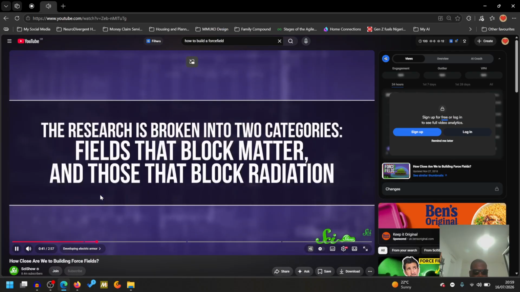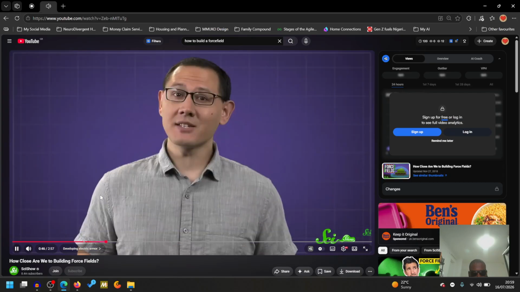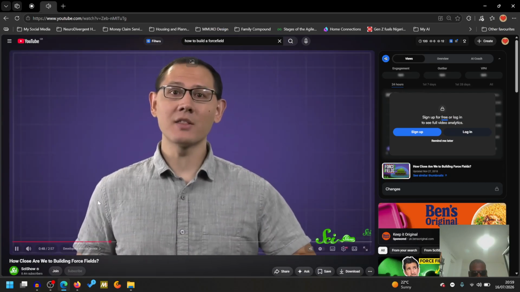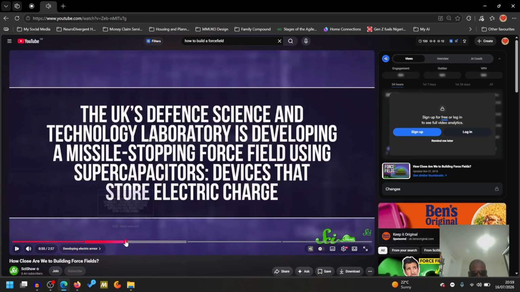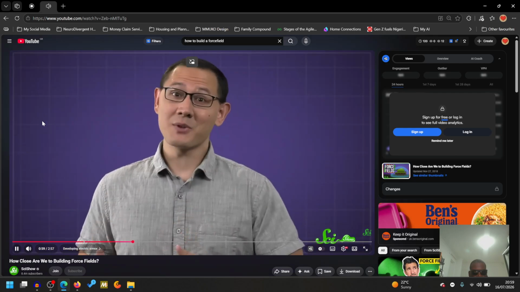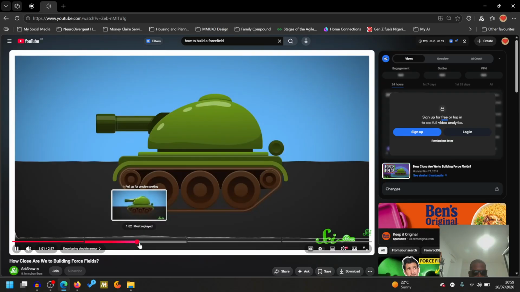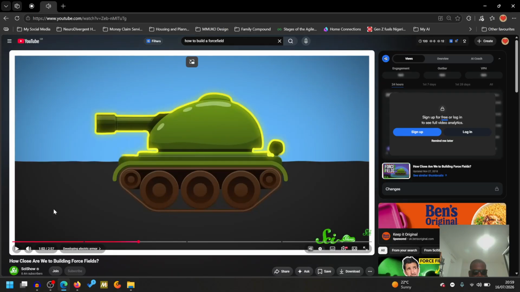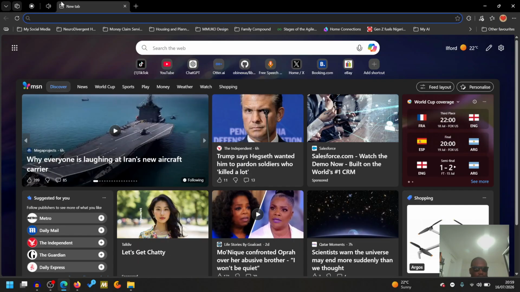The research is broken into two categories: fields that block matter and fields that block radiation. And surprisingly, we're actually making more progress on the block matter side. The UK's devices that store... the idea is that when faced with an incoming missile, supercapacitors could flood the outer shell. Supercapacitors. I want to look at that.